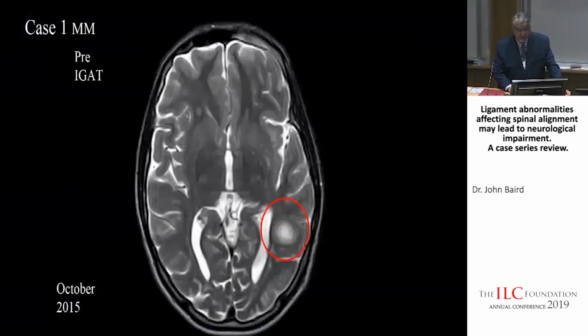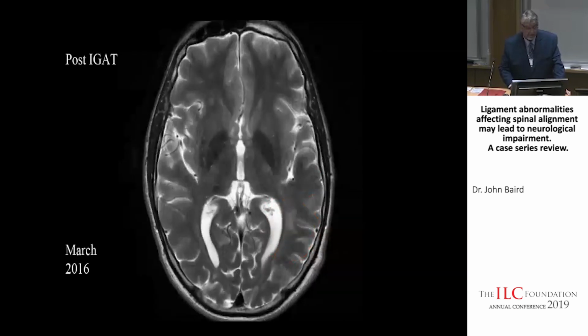This is a case of an individual. This is a very significant plaque, a multiple sclerosis plaque. Just to get an idea of a timeline, October 2015, and this is before my friend Dr. Rosa used his patented procedure called image-guided atlas treatment. And he reduced the misalignment pattern in the craniocervical junction. And in March of 2016, another MRI was taken, and this is the result.